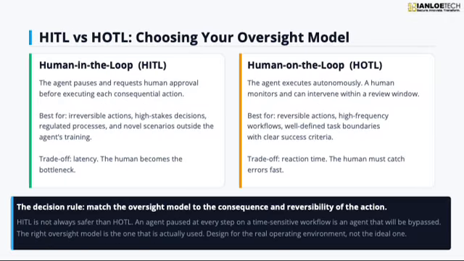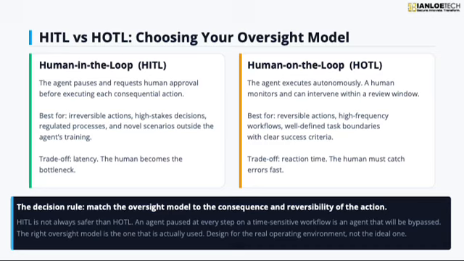Before we look at the governance pillars, I want to define the 2 oversight models that underpin all of them, because the workshop will require you to apply them precisely. Human-in-the-loop, or HITL. The agent pauses at each consequential action point and requests human approval before executing. The human is inside the process. No consequential action proceeds without explicit authorization.